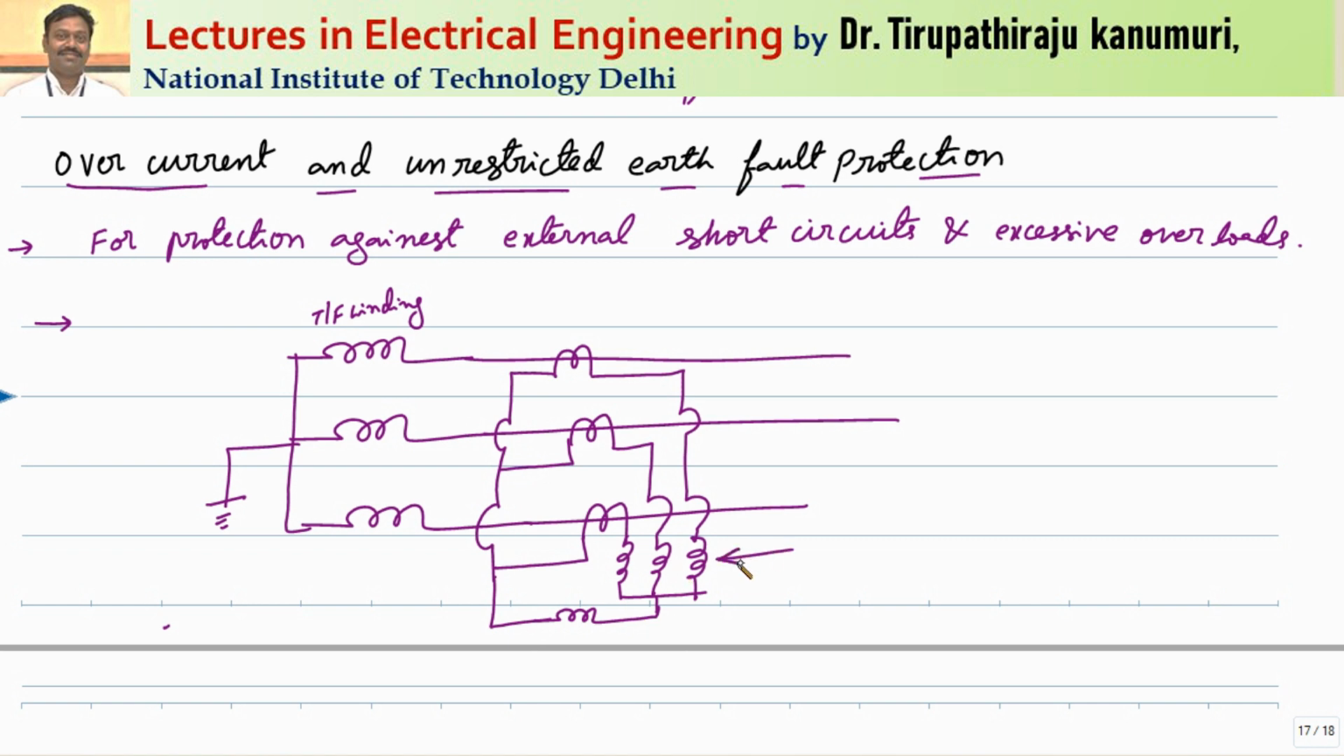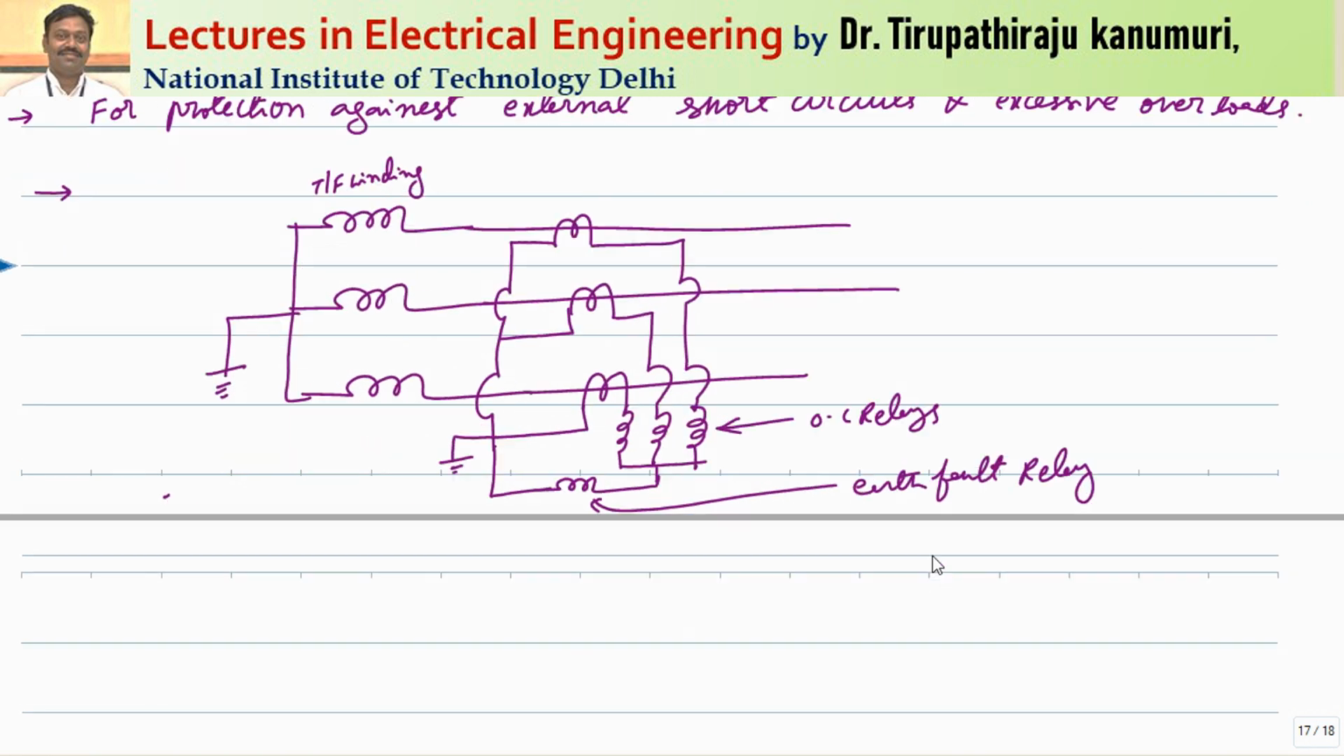These relays are the overcurrent relays and this is the earth fault relay. Because for the case of earth fault also, this will detect the external faults. So this is connected to the overcurrent relays and this is the earth fault relay. The common point is connected together. Before proceeding further, generally this point will be grounded. I forgot to mention it. So this is grounded like this. Getting this one? Let us proceed further.